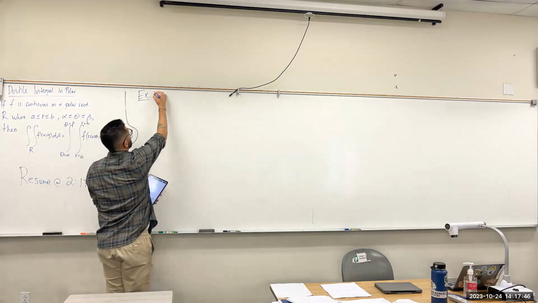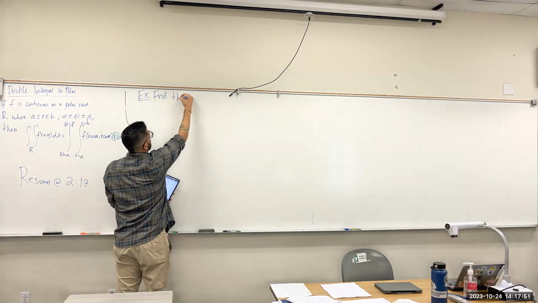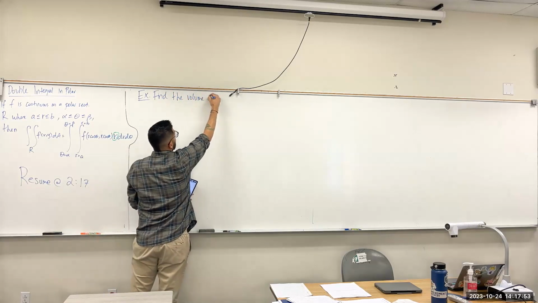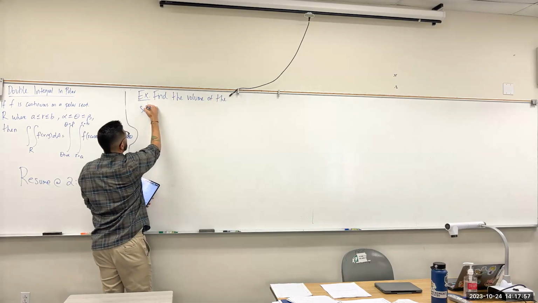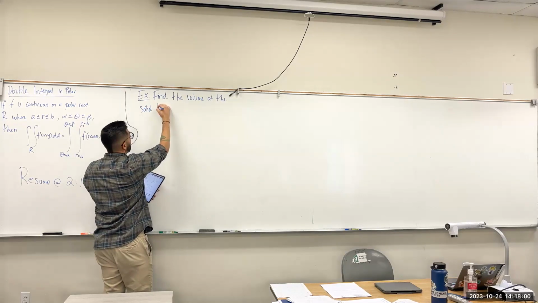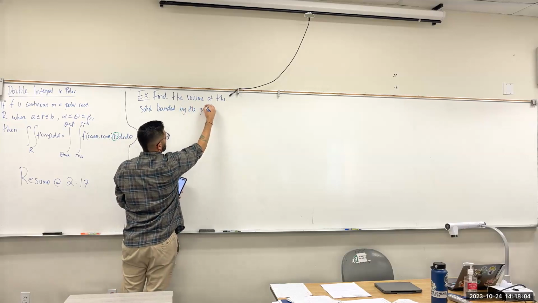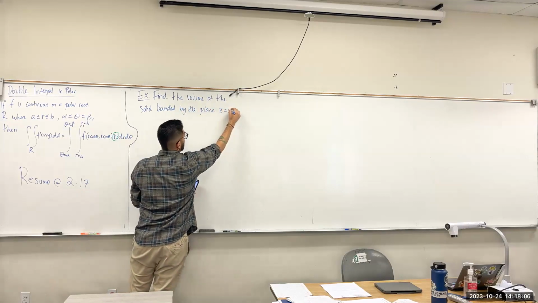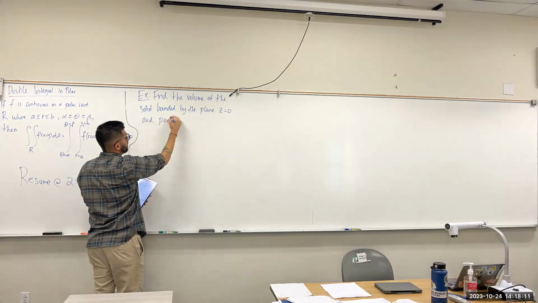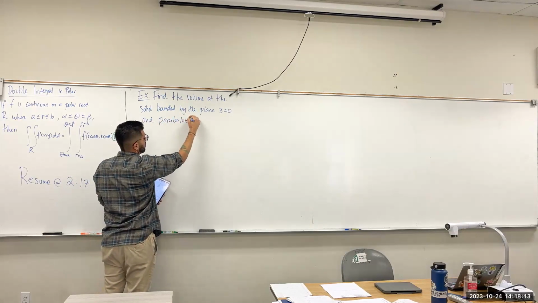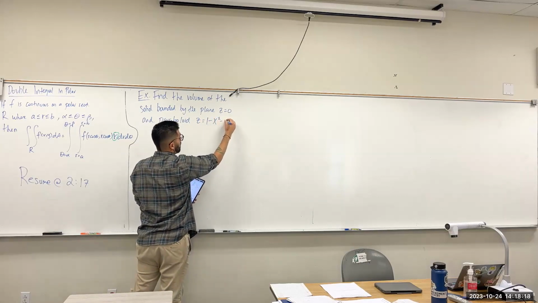So here's a typical homework question in this section. It'll say find the volume of the solid bounded by the plane z equals 0 and paraboloid z equals 1 minus x squared minus y squared.